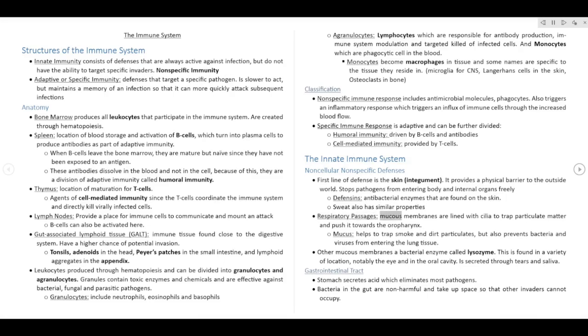Respiratory passages: mucous membranes are lined with cilia to trap particulate matter and push it towards the oropharynx. Mucus helps to trap smoke and dirt particulates, but also prevents bacteria and viruses from entering the lung tissue. Other mucous membranes: a bacterial enzyme called lysozyme. This is found in a variety of locations, notably the eye and in the oral cavity. It is secreted through tears and saliva. Gastrointestinal tract. Stomach secretes acid, which eliminates most pathogens. Bacteria in the gut are non-harmful and take up space so that other invaders cannot occupy it.